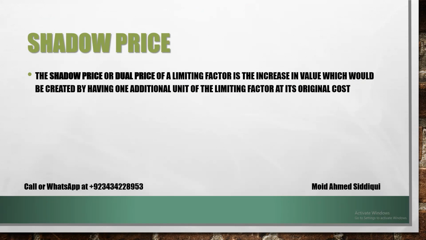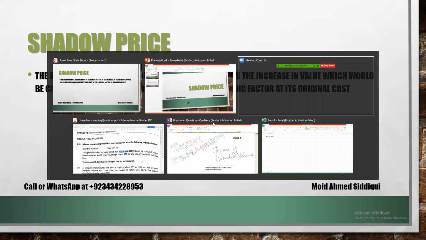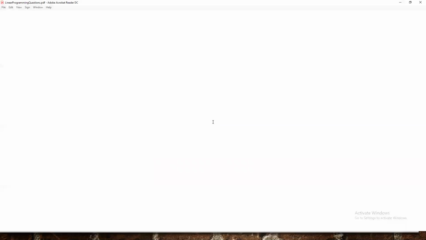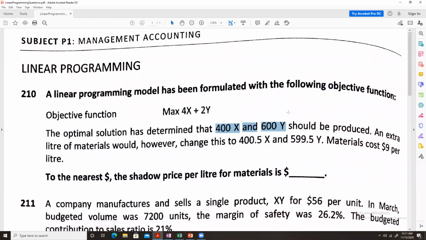I will briefly explain this concept with the help of an example question. Now let me show you the question. This is a question of linear programming. The objective function is to maximize 4x plus 2y. The optimal solution currently stands at 400x and 600y.